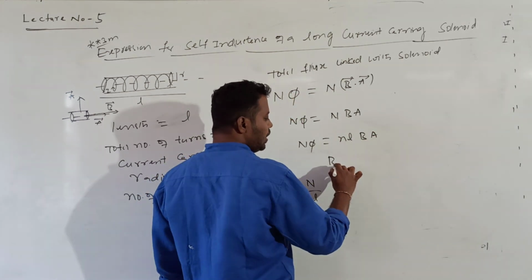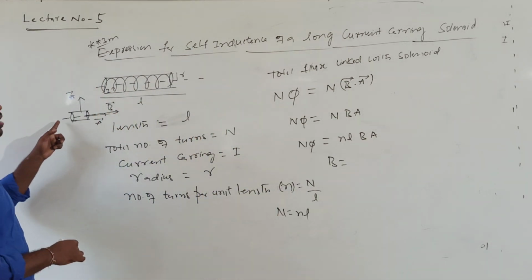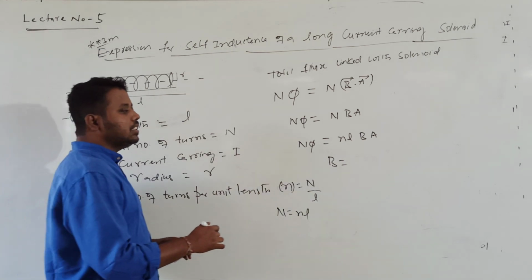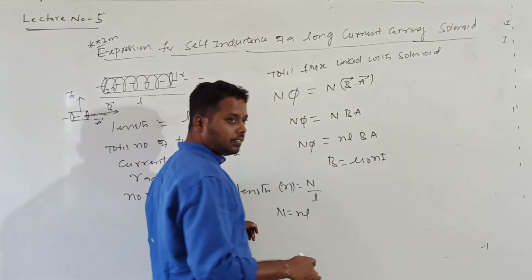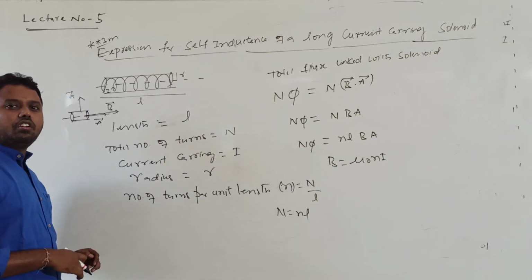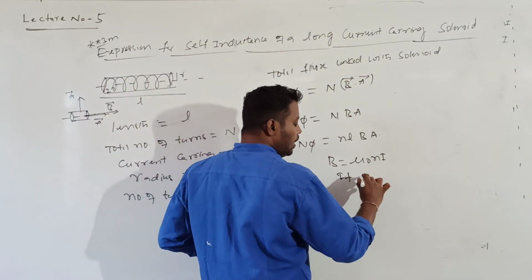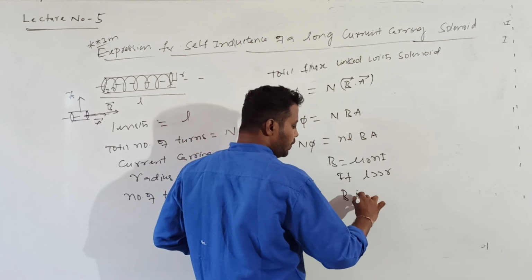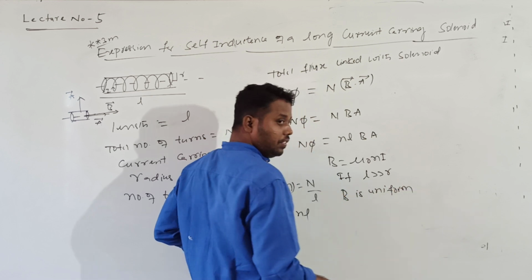But what is the B value? Magnetic field due to a solenoid. We derived the expression for the magnetic field due to a solenoid. B inside the solenoid is given by mu naught n I. This magnetic field is not uniform in general, but when L is greater than R, B is uniform. We can neglect the edge effect. The magnetic field is uniform.